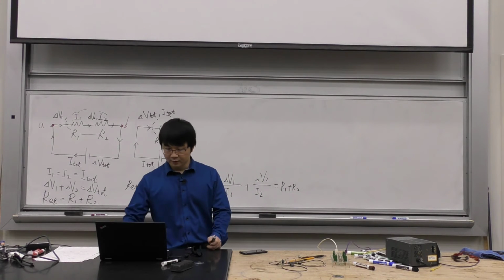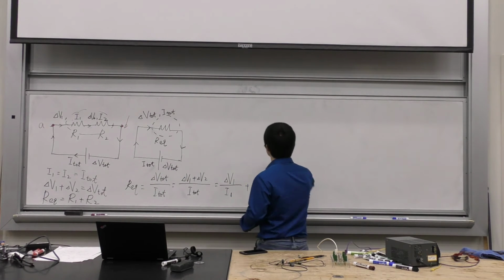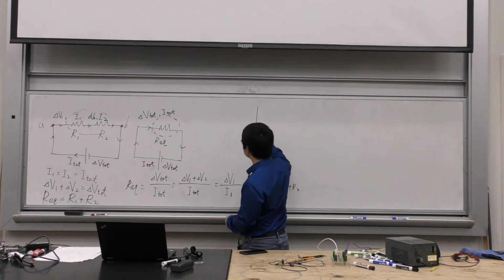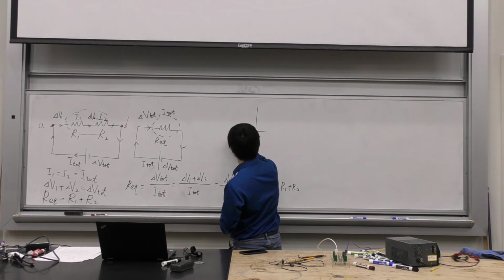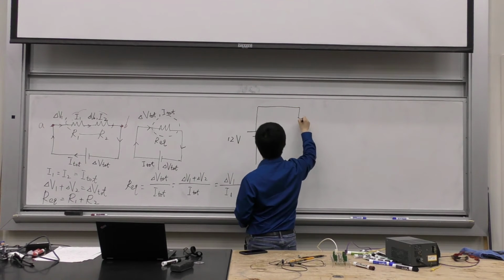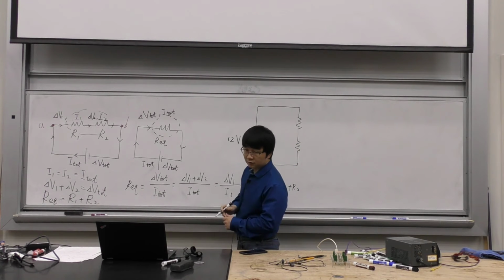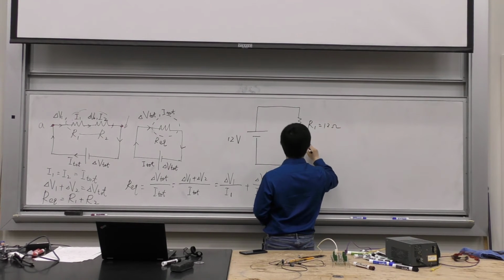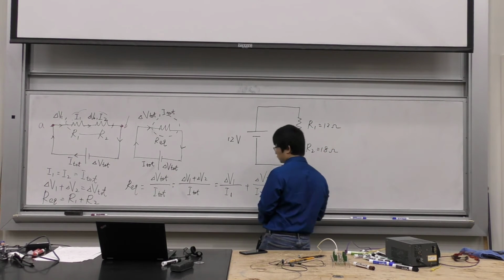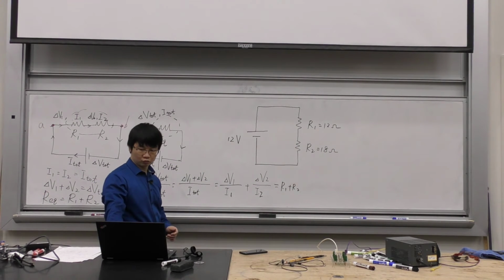Okay. Now let's apply this theory in a real circuit. Okay, let's take a look at this circuit. So there is a battery. This is the question on slide 3. 12 volts. So I have a R1, 12 ohms, R2, 18 ohms, right? So we want to find the power of R1 and R2, okay?